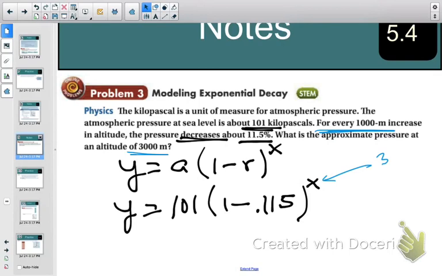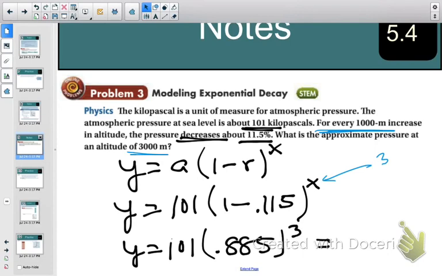Okay, so I get y equals 101 times 1 minus 0.115, which is 0.885, to the third. And that comes out to be 70. So about 70 kilopascals at 3,000 meters. Okay, on we go.